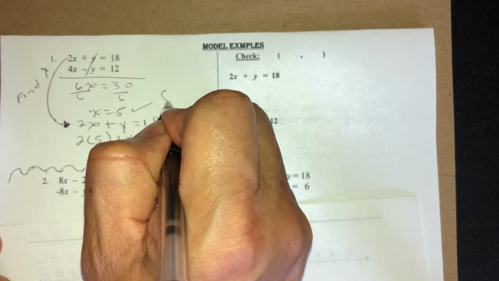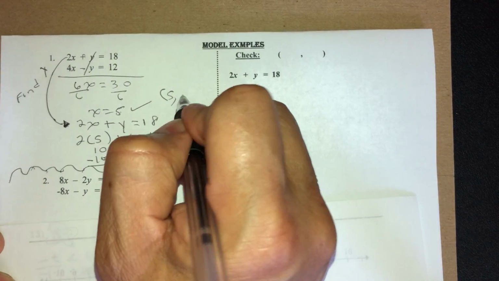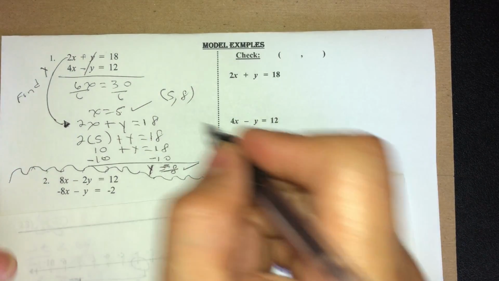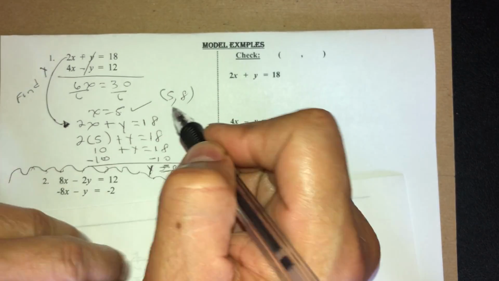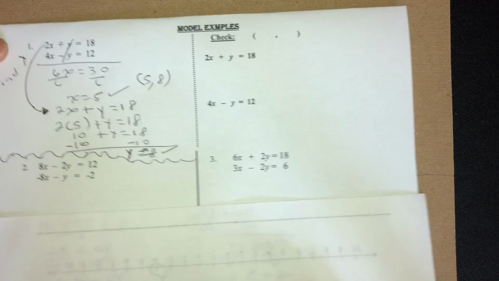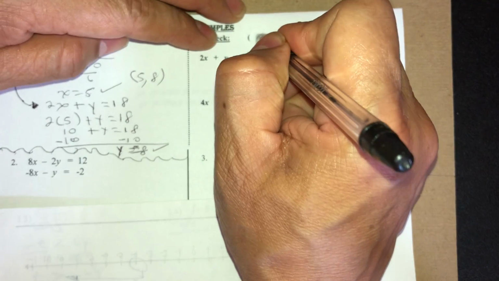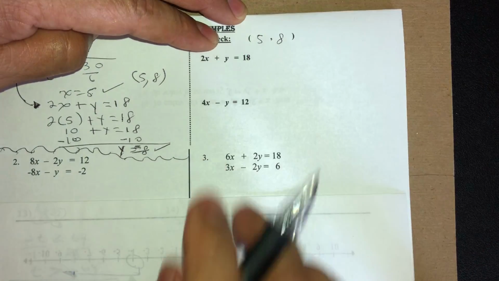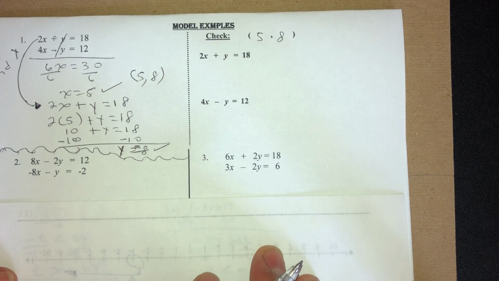So, aquí la solución de este es 5,8, ¿ok? So, the solution is 5,8. That's what you have to do in the homework. But now, I'm going to have you checking this only to make sure that it works for both, okay?